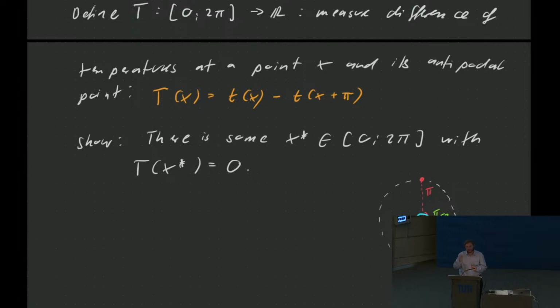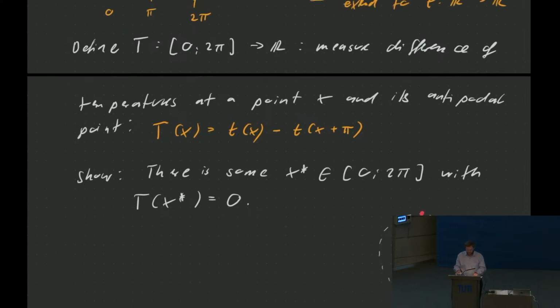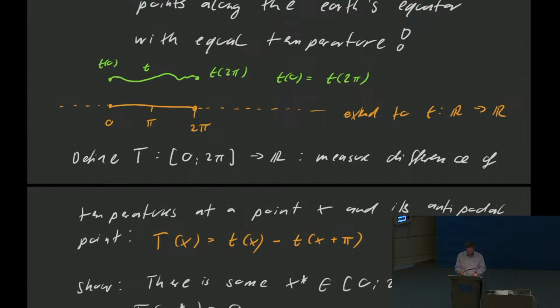There is no dynamics, so I don't have to take time into account. I'm just looking at all of this at one given moment in time. And that's why t of 0 is exactly equal to t of 2 pi.